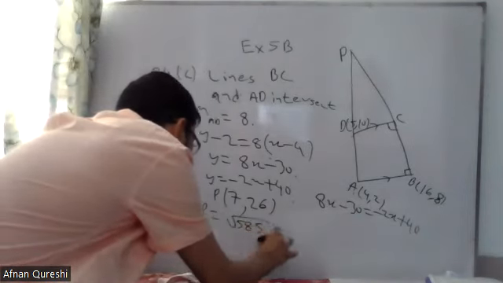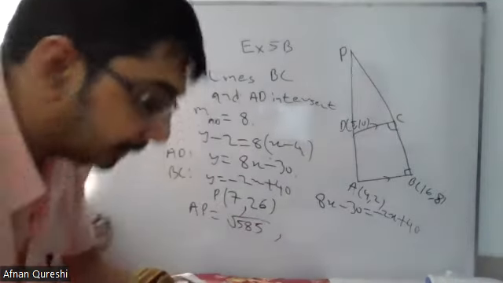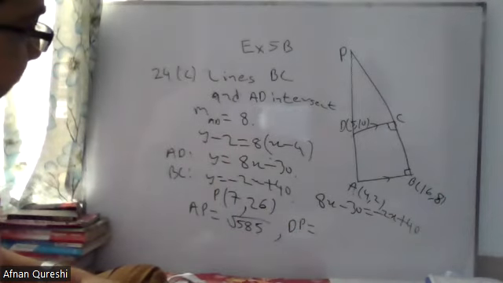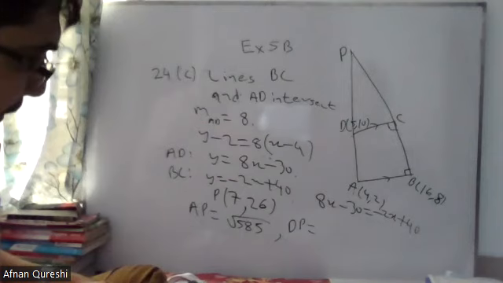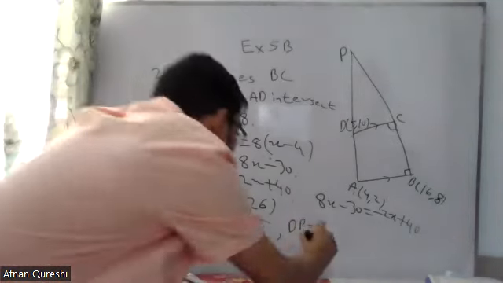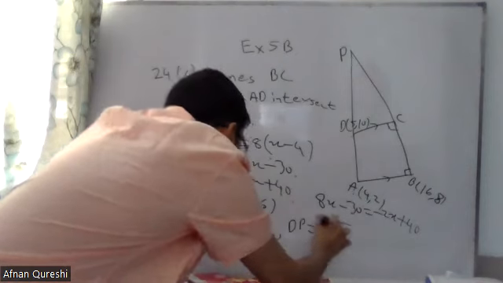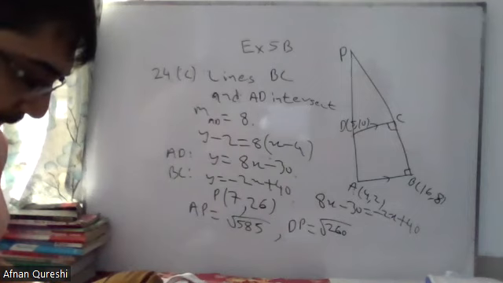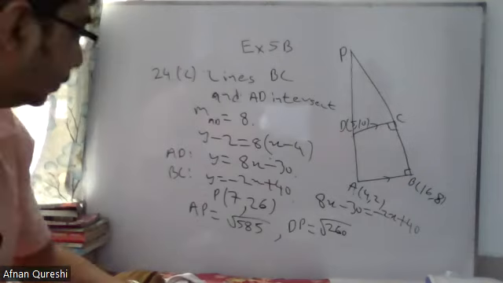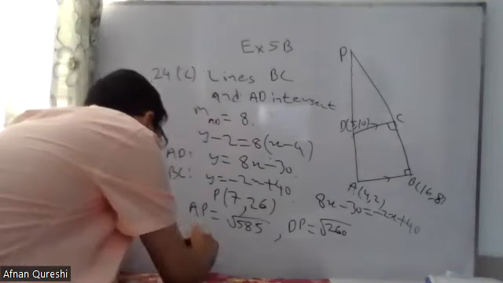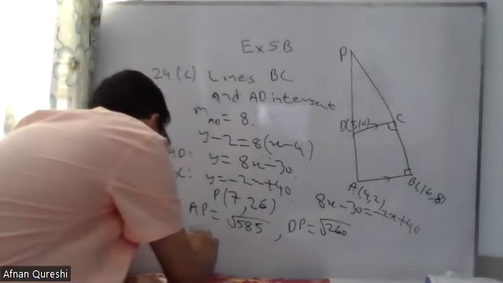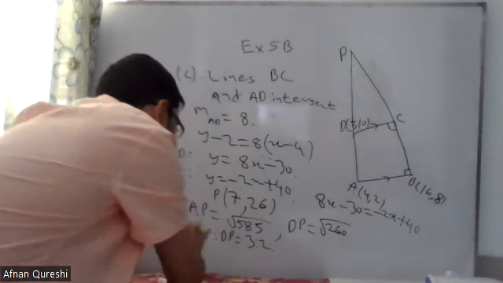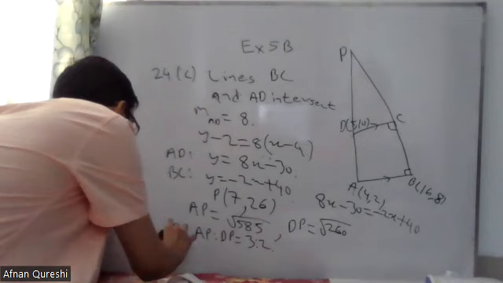I can keep it just like this. AP and DP. If I find DP, I get root 260. So AP is to DP, if I divide, I get 3 by 2. So AP is to DP is 3 to 2. That's the answer of part D.